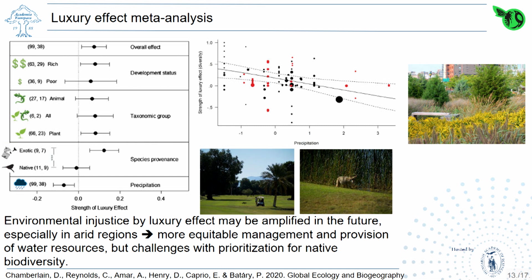But the most interesting finding of the study can be seen on this scatter plot in the middle. There was a so-called moderation effect of precipitation. So on the left side of this scatter plot, you can see that this luxury effect is especially expressed in drier cities, drier regions. This means an environmental injustice, and this may be more amplified in the future with ever-increasing climate change. So we should think about how we can manage and provision more water in a way that we prioritize the native vegetation and not the exotic one.